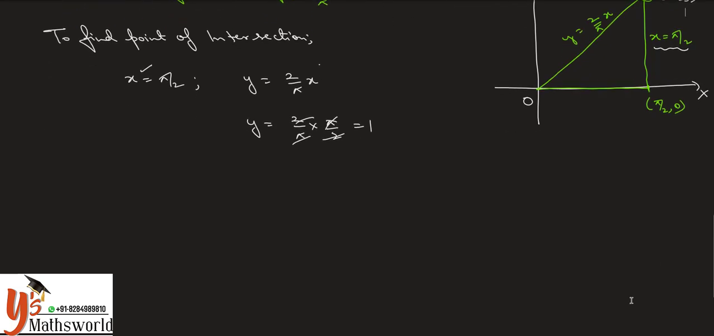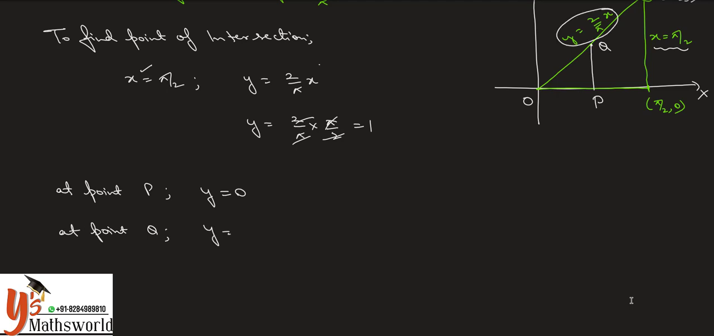Now we have to find the limits. To find the limits, let us suppose we have a vertical strip. This is your vertical strip P and Q. So at point P the value of y will be 0, and at point Q the value of y is 2 upon pi into x.